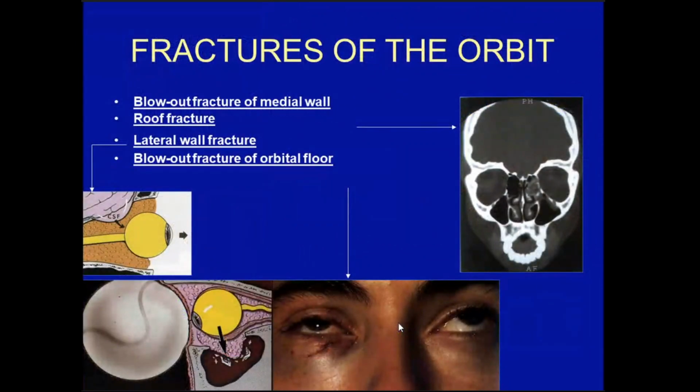On this picture, you can see examples of fractures of the orbit. Medial, lateral, blowout fracture of the orbital floor.